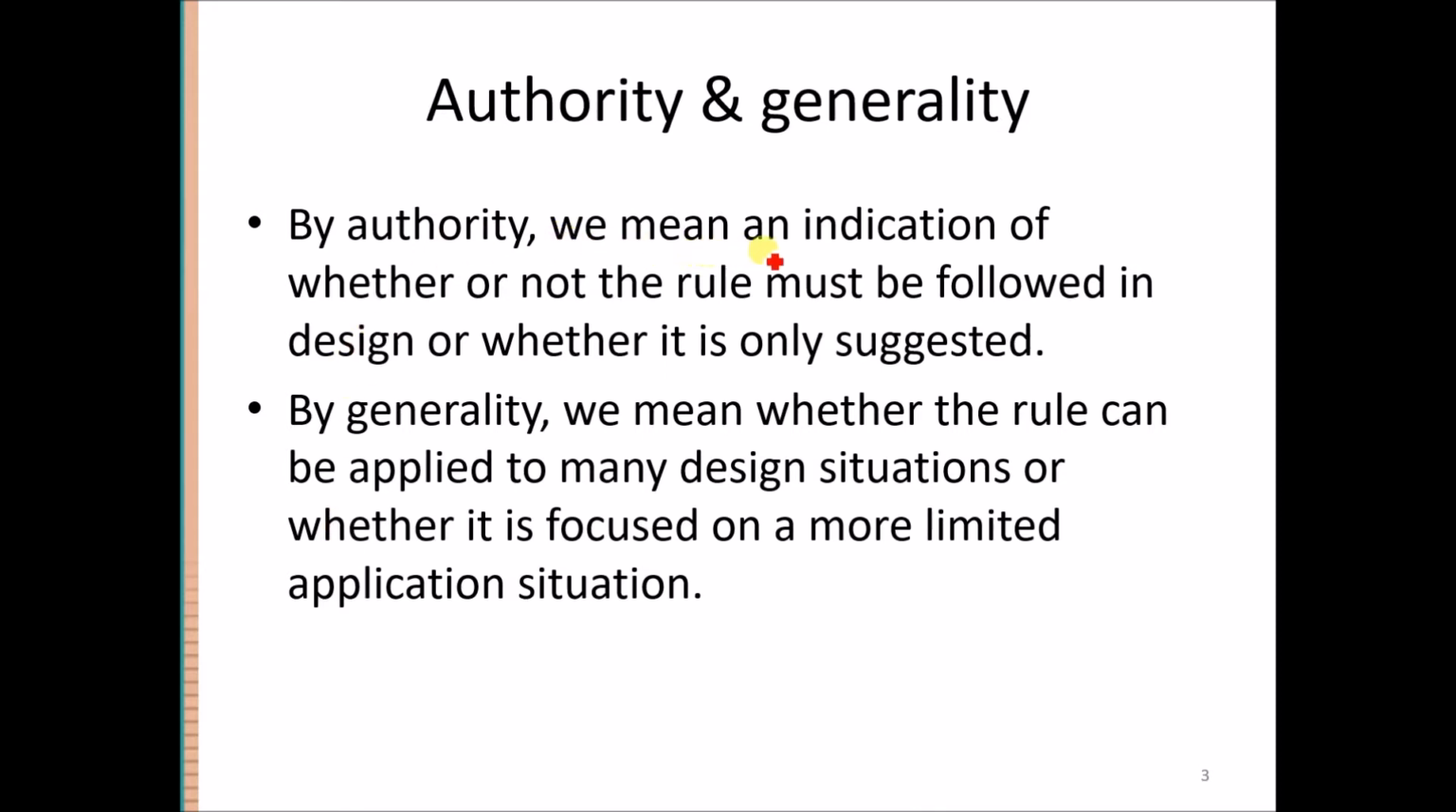So first let's understand the meaning of authority and generality. By authority we mean an indication of whether or not the rule must be followed in the design or whether it is only suggested. Sometimes we must obey the rule in the design process. In that case we say authority is high, if we must follow the design rule. But sometimes it is given as a suggestion, that if we use this rule, then it is better. Then we say that the authority is low. So the higher the authority, the more strictly we must follow the rule. Otherwise the authority is less. So this is the meaning of authority.